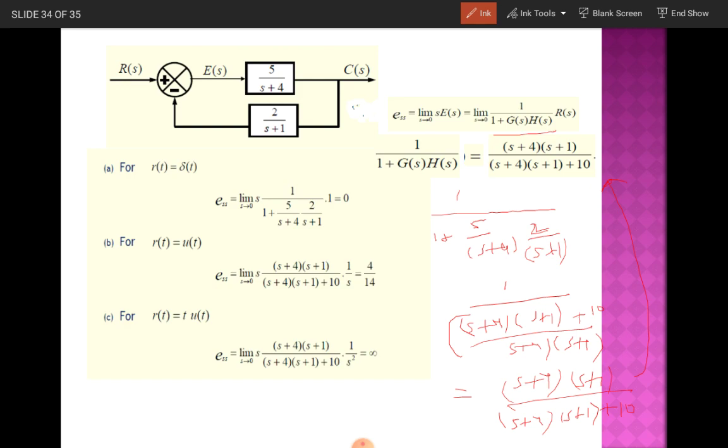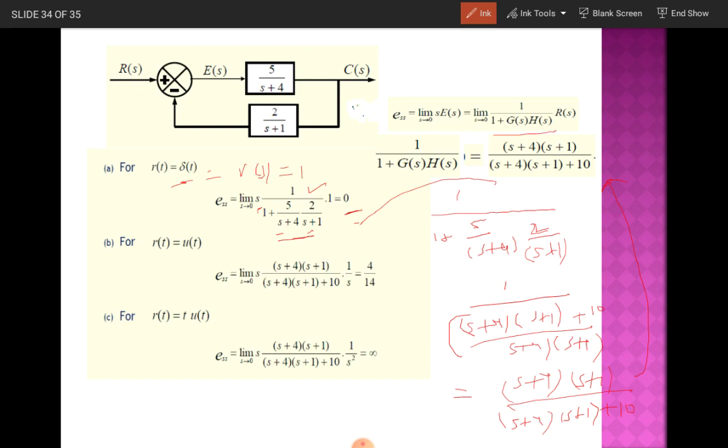So for an impulse, its value R of s is equal to 1. So in this expression you can write ESS equal to limit s tends to 0 of s into R of s, which is 1, divided by 1 plus G of s H of s. Here you can replace this with this expression. Wherever s comes, substitute 0. So here it becomes 0, here also it is 0. So you will get a steady state error of 0 value.